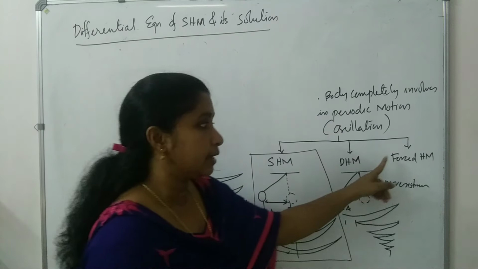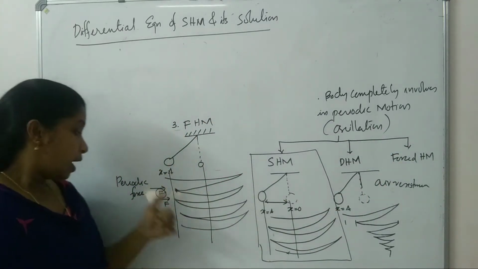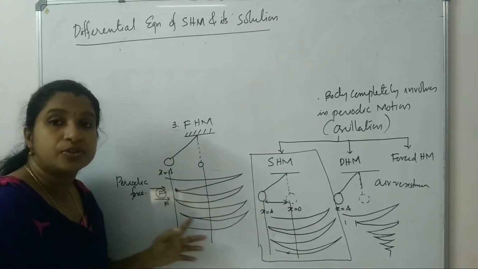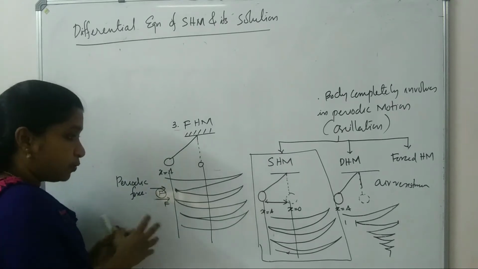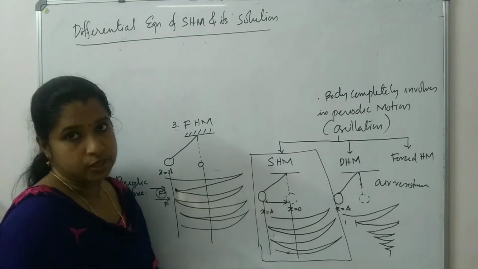The third category is forced harmonic motion. In forced harmonic motion, under the influence of an external periodic force, the body oscillates with constant amplitude. That means this force helps to overcome the air resistance. This is called forced harmonic motion.